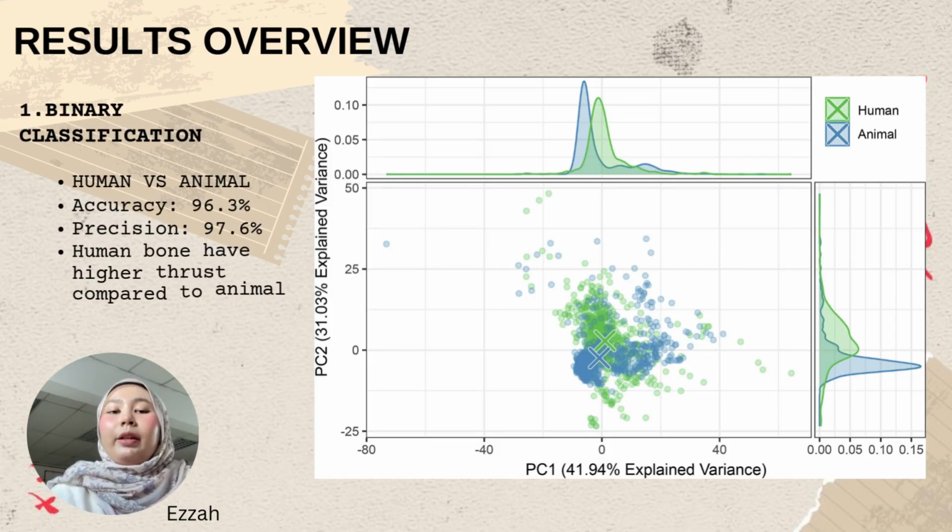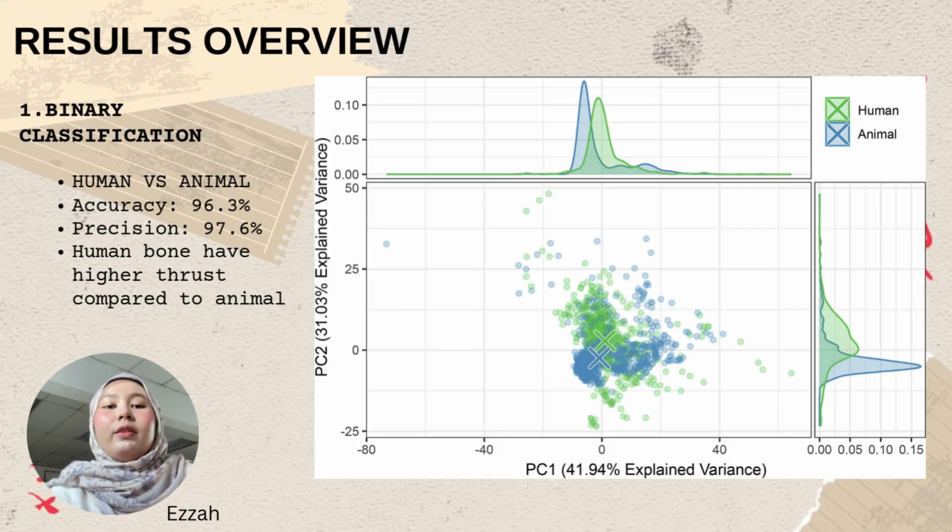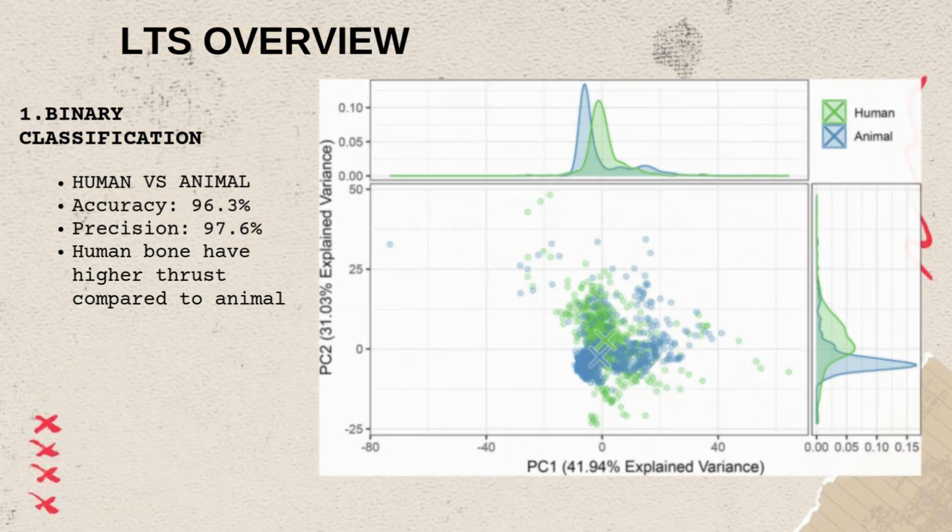Starting with the binary classification, the model was trained to distinguish human versus animal bone, and it showed excellent performance. The system achieved an accuracy of 96.3%, meaning almost all bones were classified into the correct category, and the precision was 97.6%, showing very low false alarms. As you can see from the spectrum, human bones result in broader and more intense absorption bands compared to animal bones. The differences between human and animal spectra were clear for the model to draw a strong line and differentiate between human and animal bone.